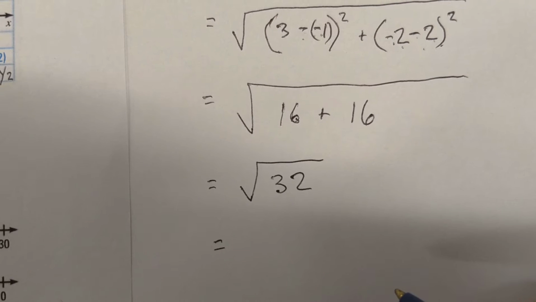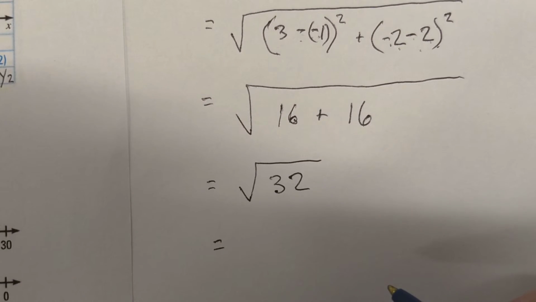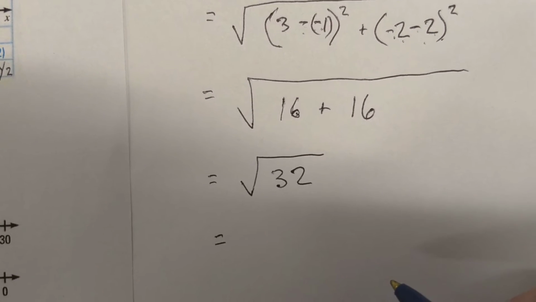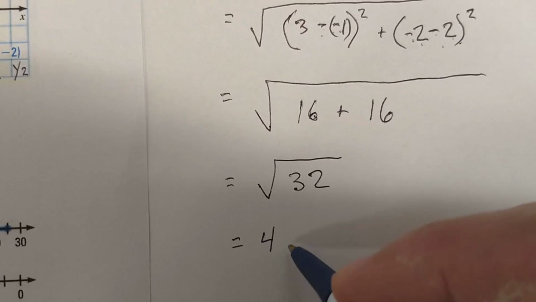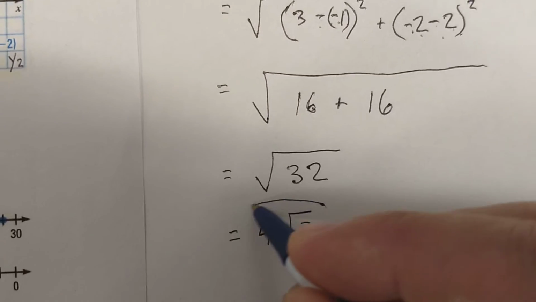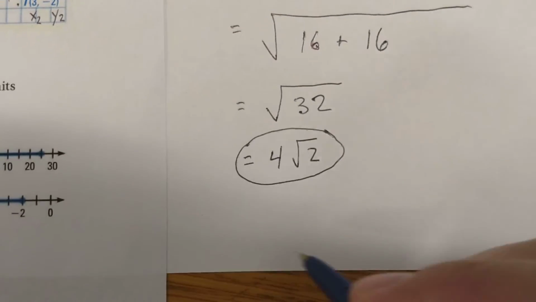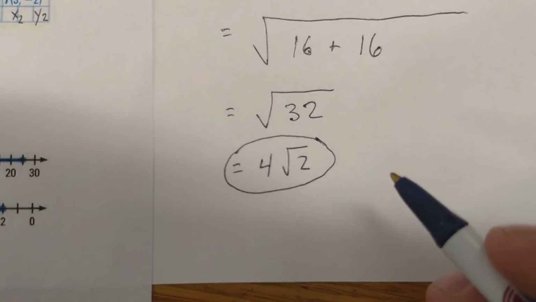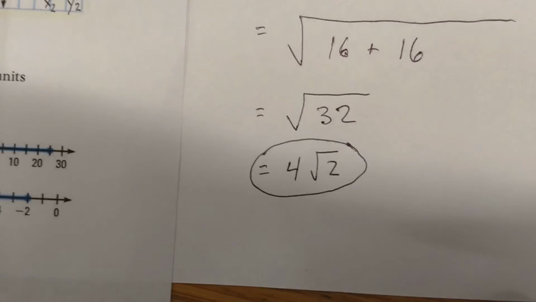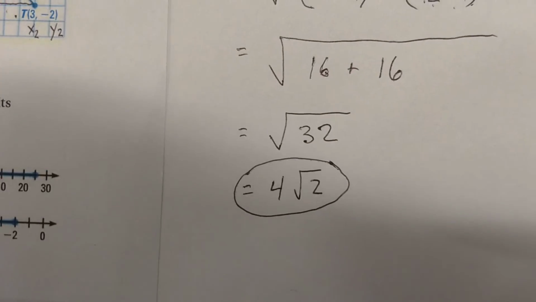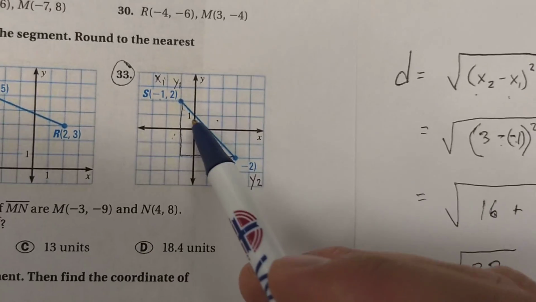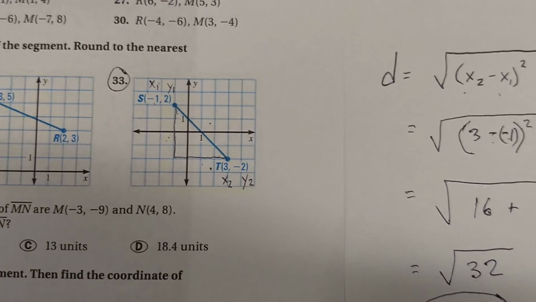We could simplify that a little bit further, and we could say that that's really 4 times the square root of 2. That's probably a little bit more specific, better way to write that distance, whether that's inches or centimeters, whatever it is. But that's using the distance formula to find the length here in units.